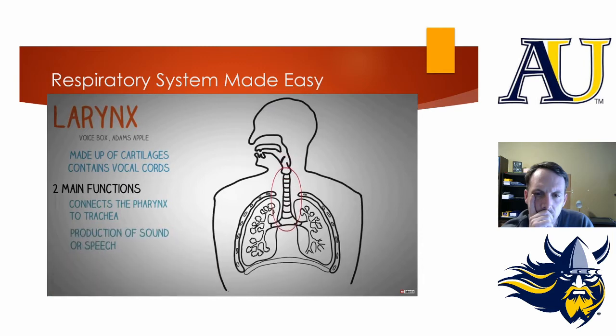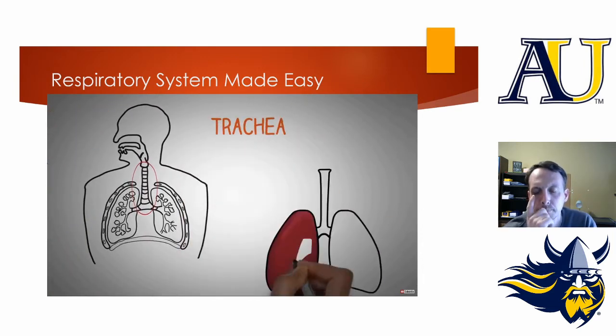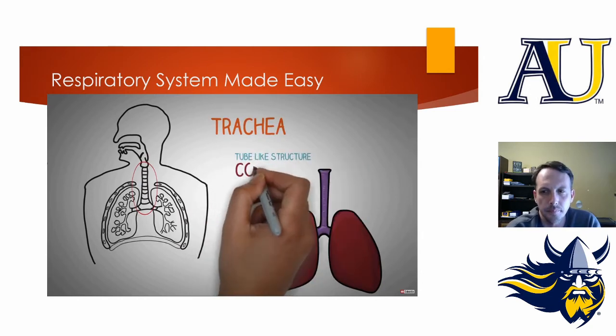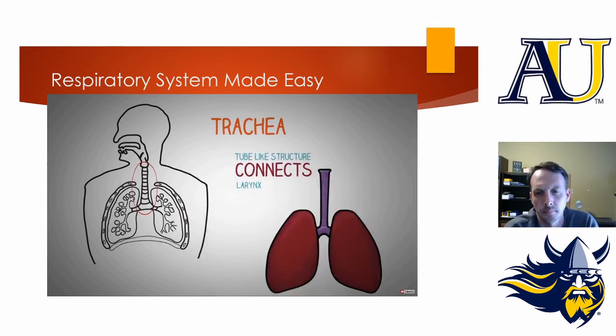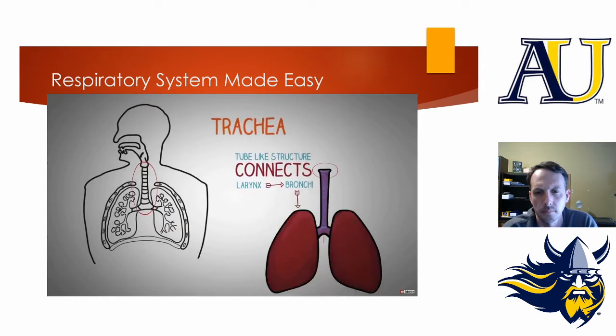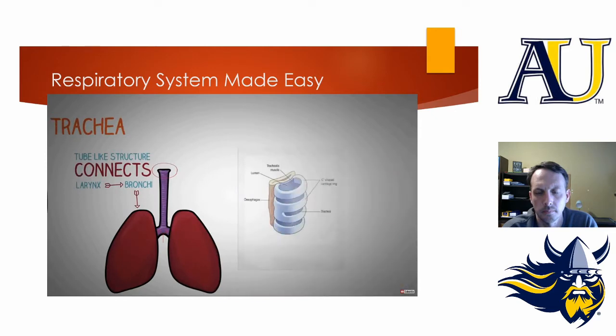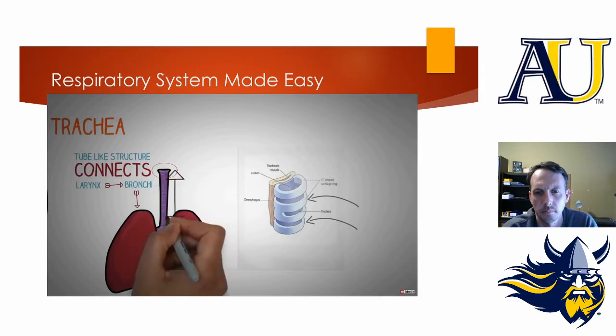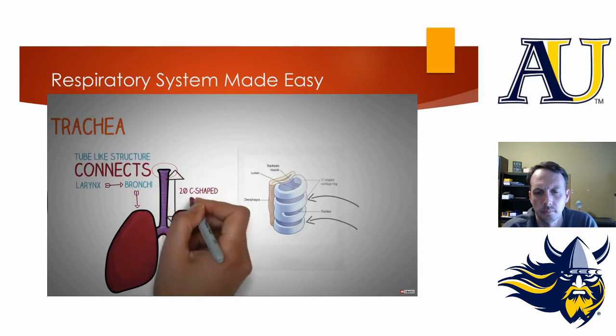The next important structure is the trachea. So the trachea is basically a tube-like structure which connects the larynx to the bronchi, and the bronchi in turn connect to the lungs. If we take a closer look at a section of the trachea, we can see that the trachea is basically made up of 20 C-shaped cartilages from above to below.